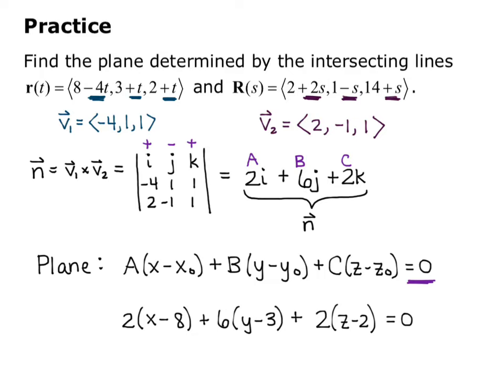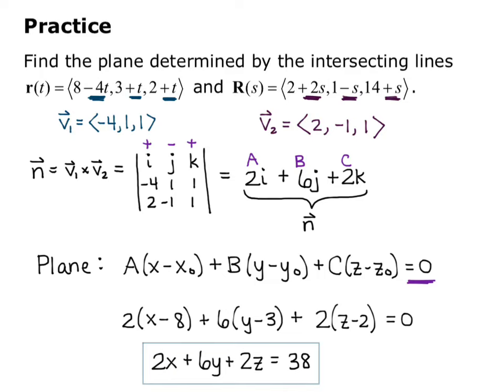Now again, to simplify, you distribute and then gather your like terms. So we get 2x plus 6y plus 2z equals 38. So that's how we determine the equation of a plane. Always a normal vector and a point, and then put it into that standard equation.